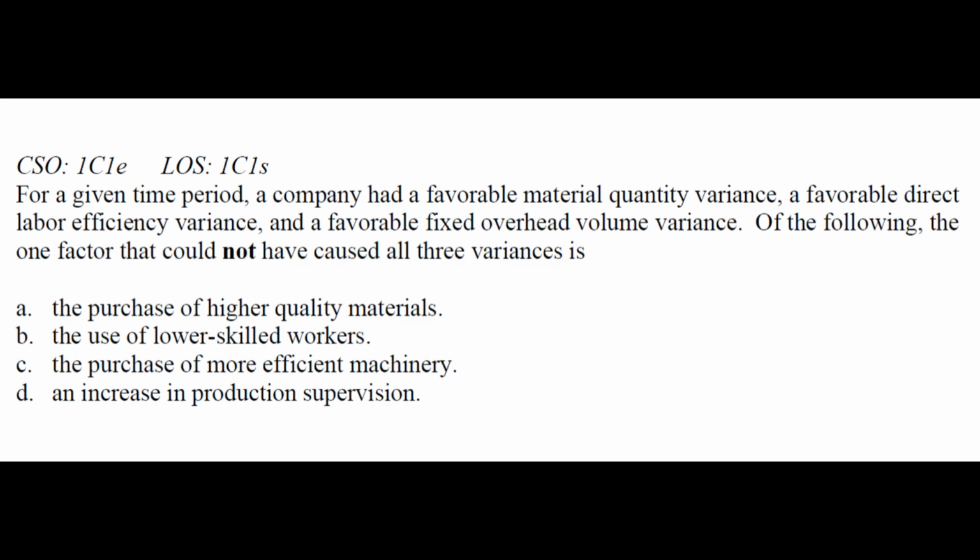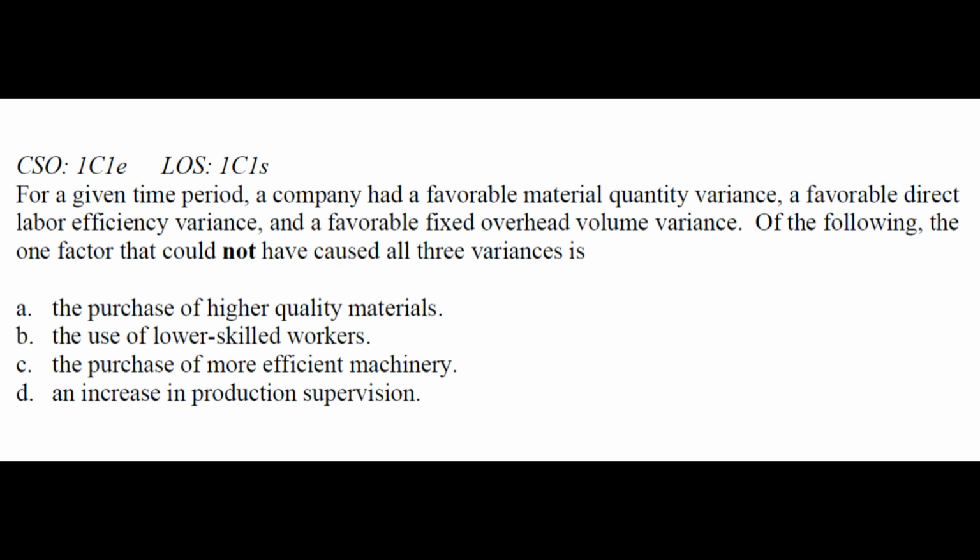This question tests your understanding of the relationships among standard cost variances, and asks you to identify the factor that could not simultaneously produce three favorable variances. Favorable material quantity variance, MQV: less material was used than the standard allows. Favorable direct labor efficiency variance, LEV: fewer labor hours were required than the standard.